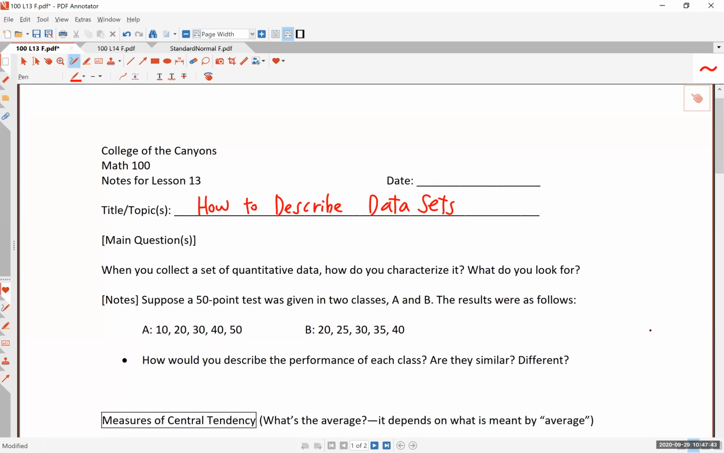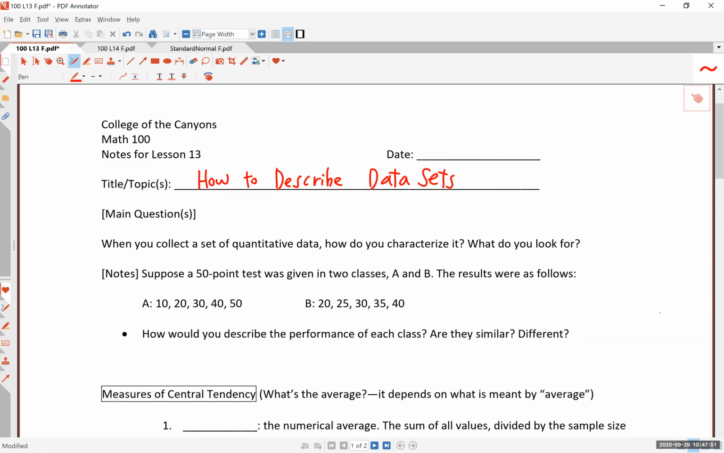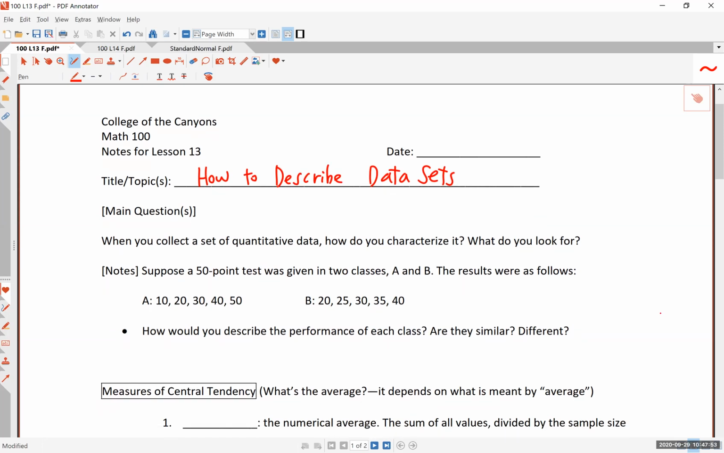All right, lesson 13 is about how to describe data sets. Once you pick your sample and collect data from the sample that you chose, hopefully a representative sample, what do you do with that data? When you collect a set of quantitative data, which is the type of data that you can do meaningful numerical calculations on, how do you characterize it, and what do you look for?